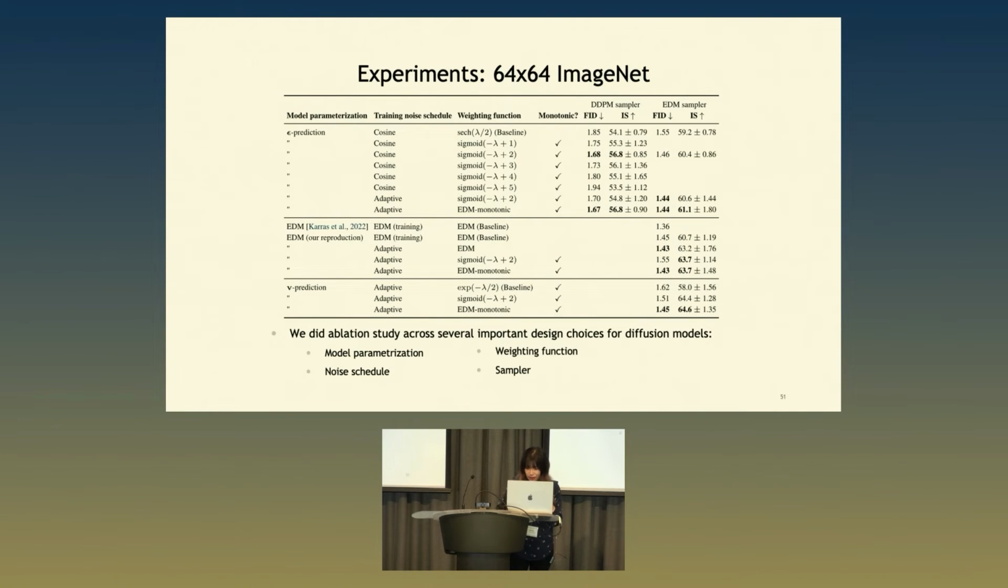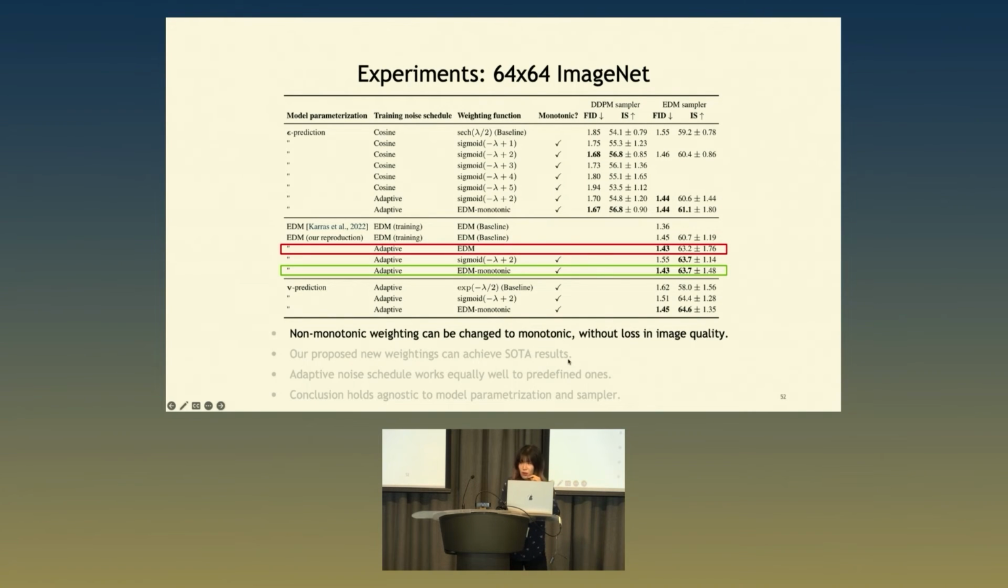Okay, so we can see some experimental results. On the 64 by 64 ImageNet, we did an extensive ablation study over several important design choices of diffusion models, namely the model parameterization, which means what kind of output we assume our UNet is, and then the noise schedules, the weighting functions, as well as what kind of sampler we want to use. And we have several conclusions based on these experiments.